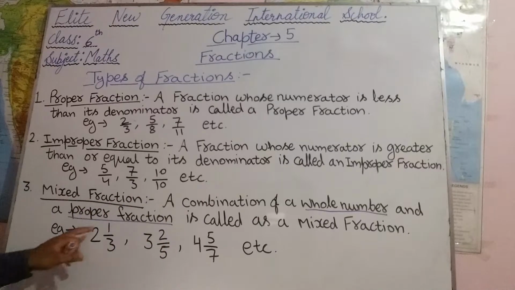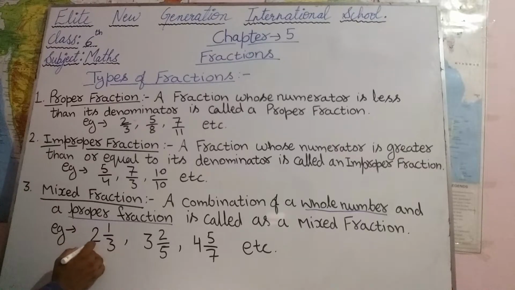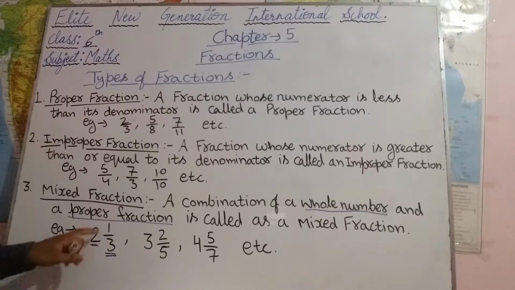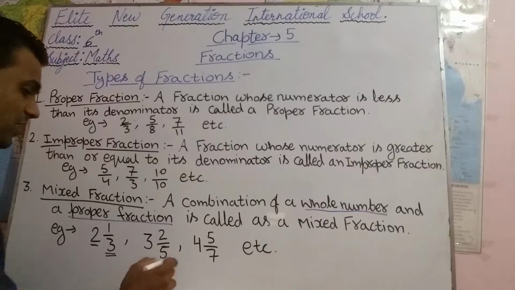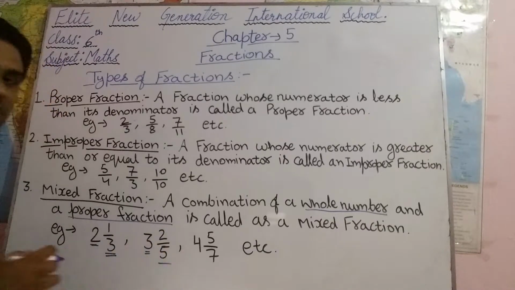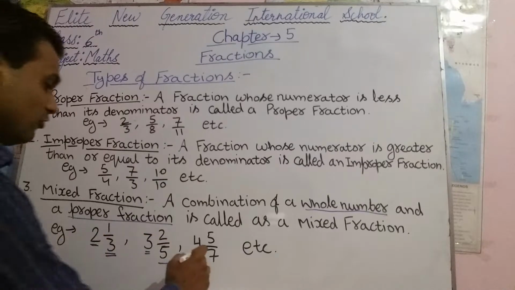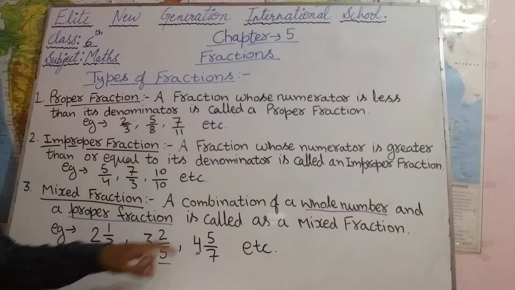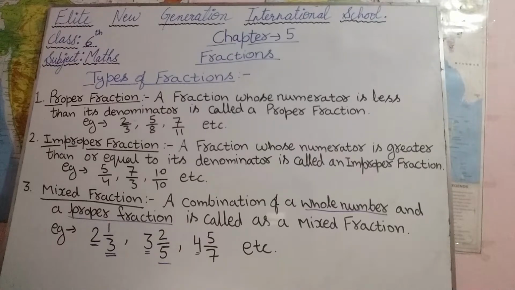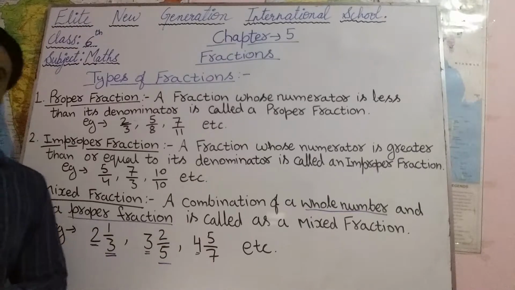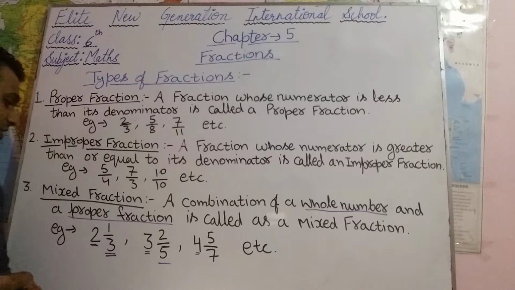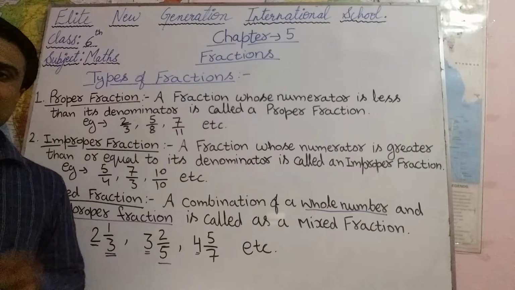For example, 2 whole 1 upon 3. Here 2 is a whole number and 1 upon 3 is a proper fraction. See, in a proper fraction, the numerator is lesser than the denominator. Similarly, 3 whole 2 upon 5. Here 3 is a whole number and 2 upon 5 is a proper fraction. Now 4 whole 5 upon 7. Here 4 is a whole number and 5 upon 7 is a proper fraction. After this we can also convert these mixed fractions into improper fractions or improper fractions into mixed fractions. This thing we will discuss in our exercise.